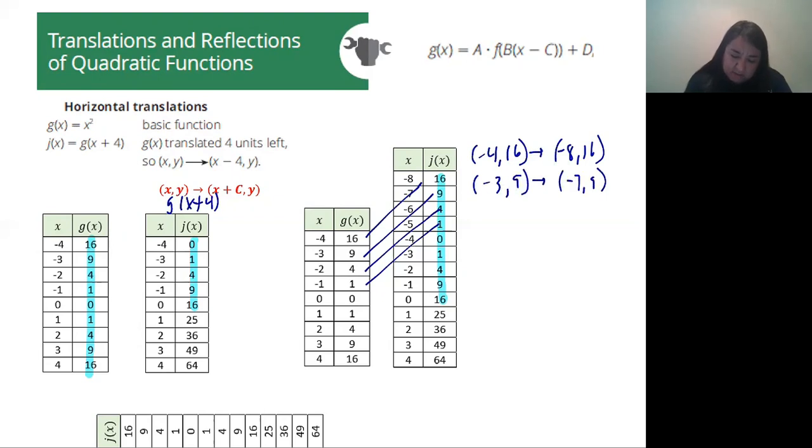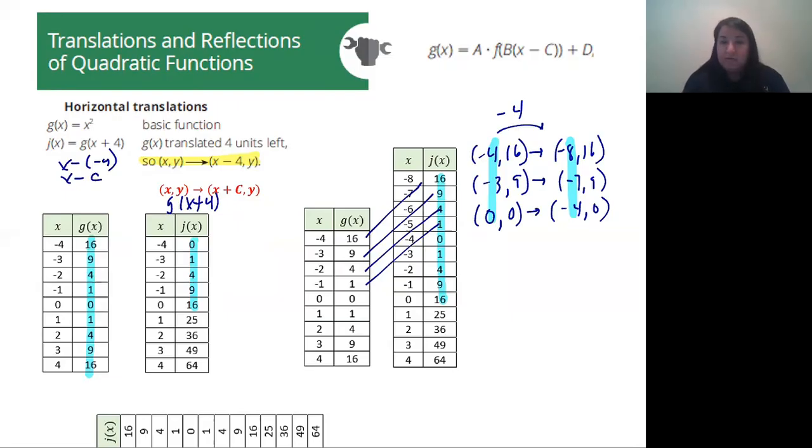And if I do this at 0, 0, this might seem a little bit more obvious. That mapped to negative 4, 0. So my y values stayed the same, but my x values are what actually decreased by 4. Does that make sense? So that is how I get this rule here. And if you remember, my c value here is actually x minus a negative 4. And remember, if we're talking about x minus c, it means c is negative 4. So my x values actually decrease by 4.